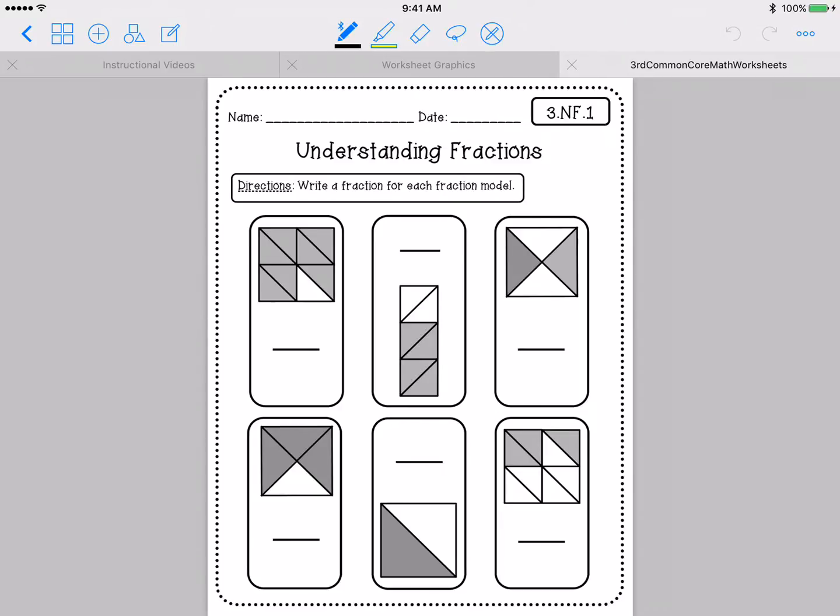All right, friends, we are going to do work on some fractions right now. 3.NF.1 is the standard. The directions say write a fraction for each fraction model.